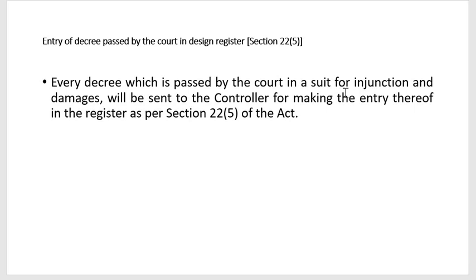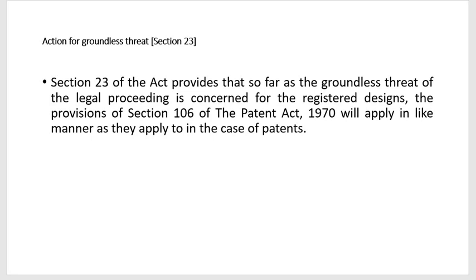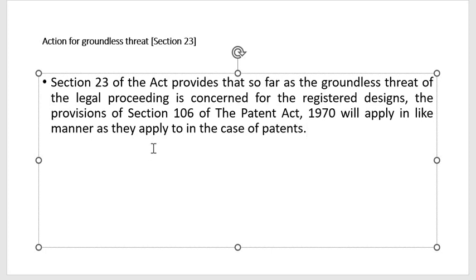So every decree passed by the court in a suit for injunction and damages will be sent to the Controller. In all IP it's the same, because he has to make necessary variations in the register, in the records which they have with them. Then action for groundless threat. If someone threatens legal action against you and your design is already different, then you can go for a groundless threat action. You will say that this person is sending me a groundless threat of legal proceedings, although my design is very much new and original, it's different. And you can get a declaratory decree also from the court. Section 106 of the Patents Act also talks about a similar thing. That's why I mentioned it here. It's from intellectual property only.